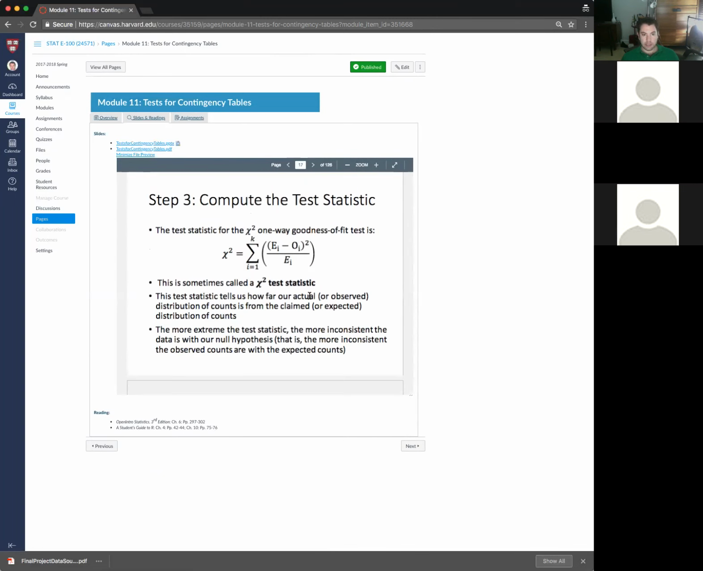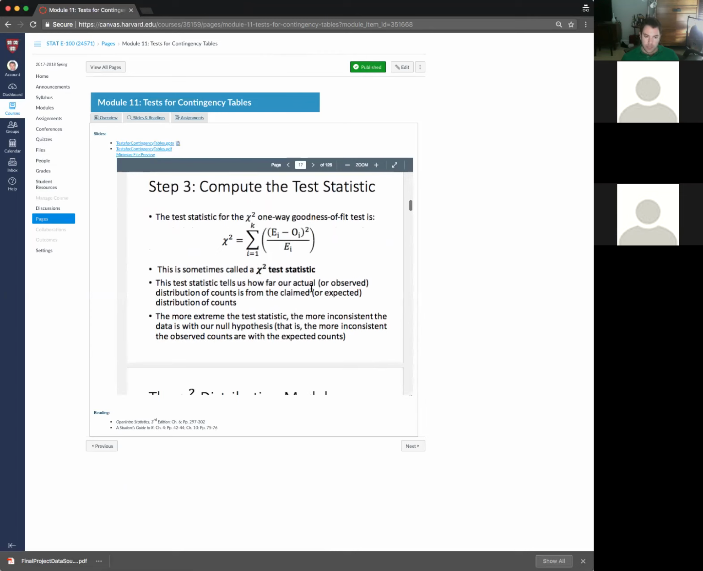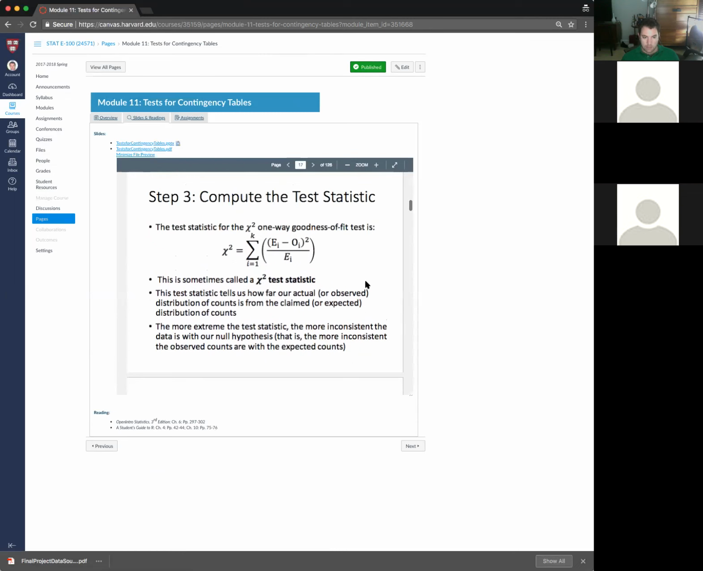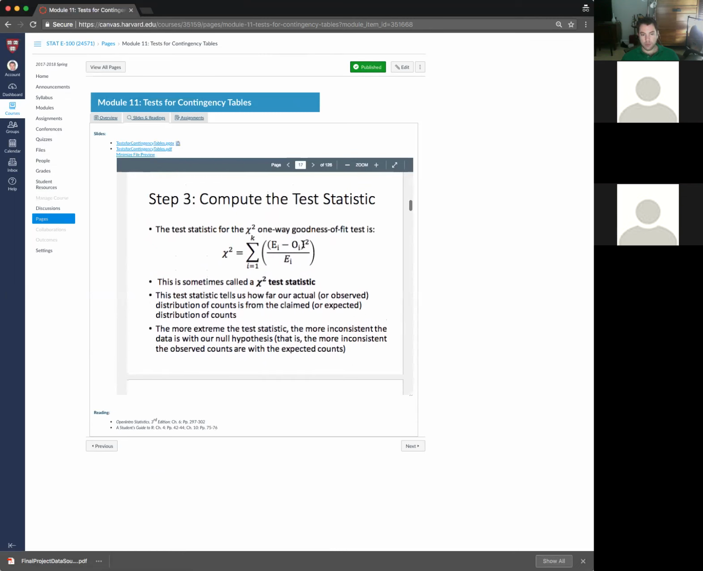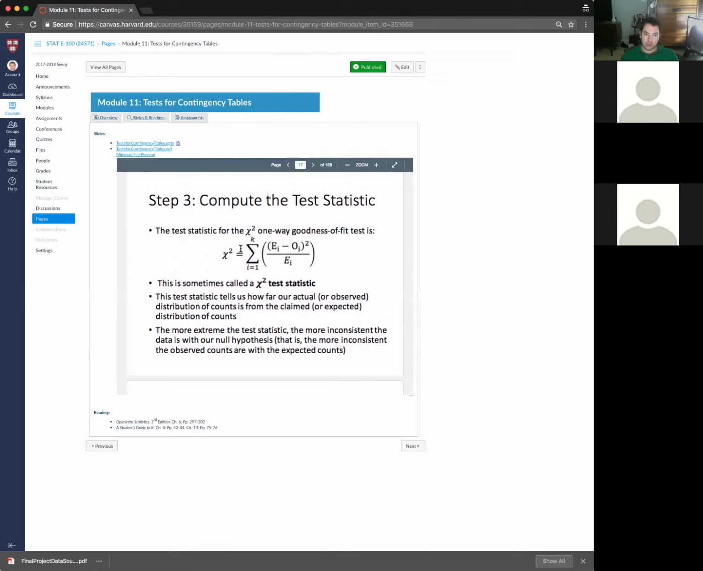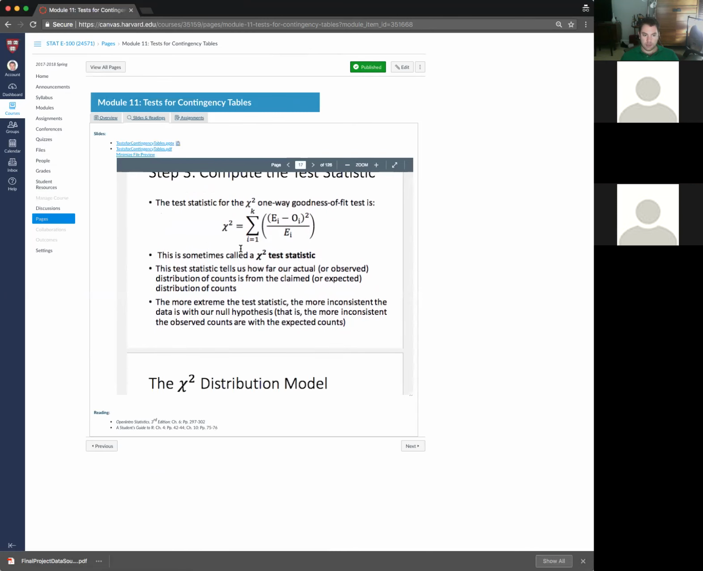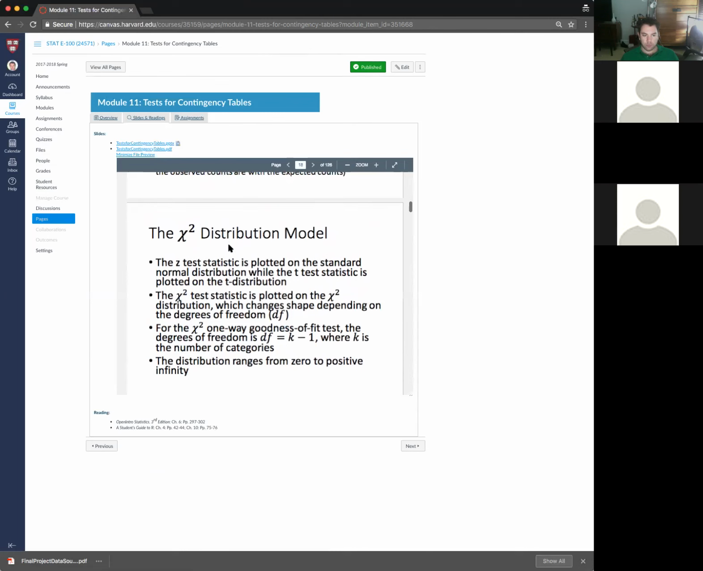And to calculate the test statistic here, the formula for the chi-squared test statistic is the summation of the observed minus the expected, squared, for each category, divided by the expected count. And then you sum those all together to get a chi-square value. And that's the chi-square test statistic. So that will tell you how far away the actual distribution of counts is from the expected distribution of counts. So the more extreme the test statistic is, the more inconsistent the data is with the null hypothesis.